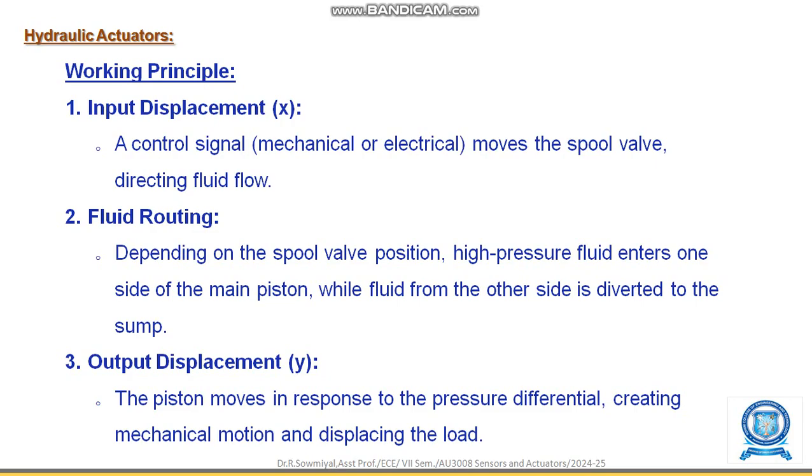Next one is the hydraulic actuator's working principle. The input displacement is X. A control signal moves a spool valve, directing fluid flow, fluid routing. Depending on the spool valve position, high pressure fluid enters one side of the main piston, while fluid from the other side is diverted to the sump. Output displacement: the piston moves in response to the pressure differential, creating mechanical motion and displacing the load.